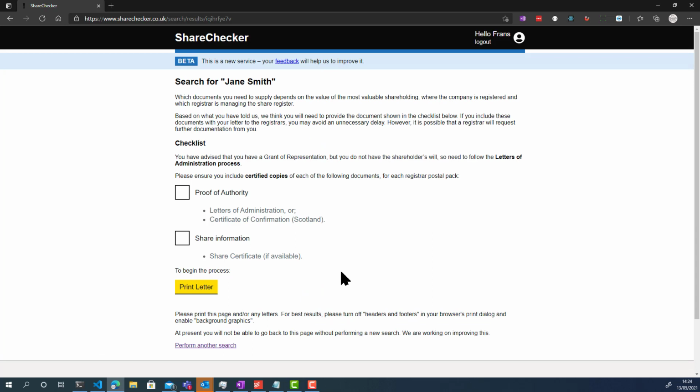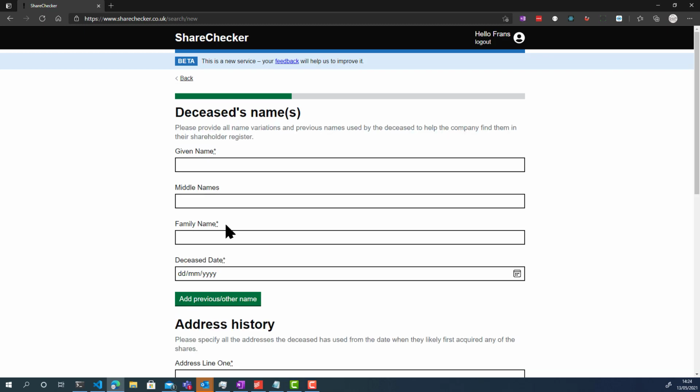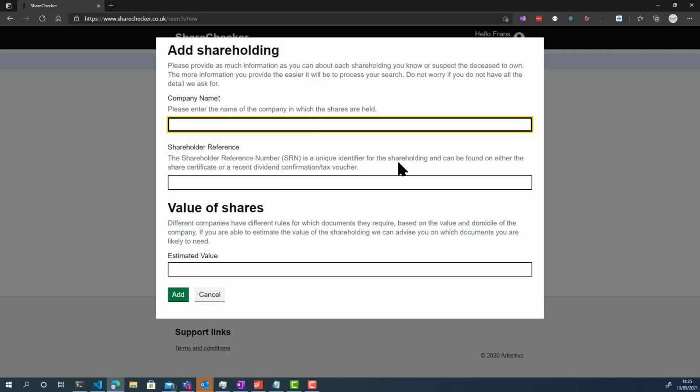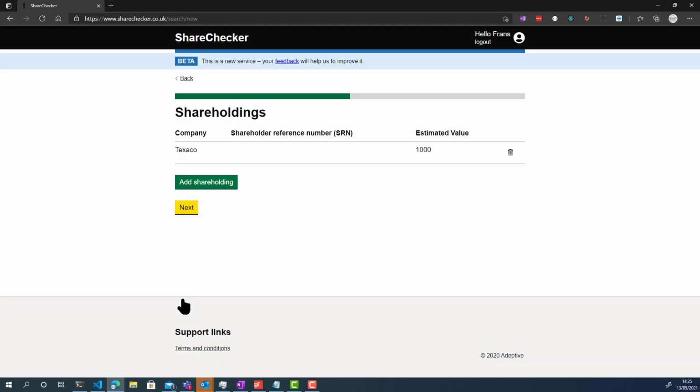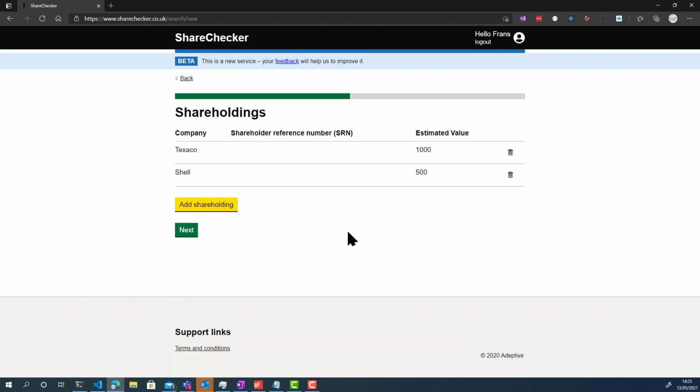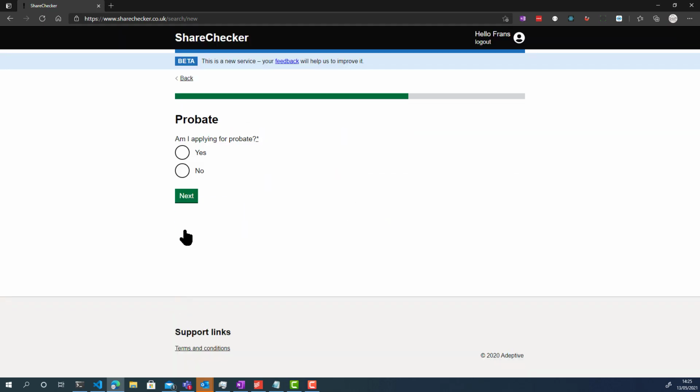We can then try and do another search just to show what another example could look like. In this case, we're going to say multiple smaller shareholdings to see what that process looks like. So we think about £1,000 worth of shares in Texaco, and we think they had about say £500 worth of shares in Shell. Again, we can keep adding shareholdings.